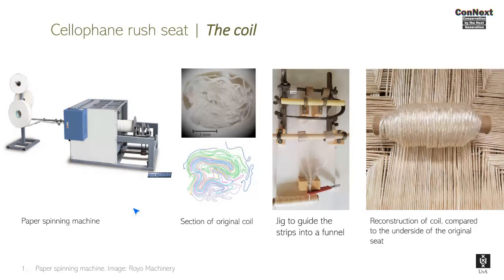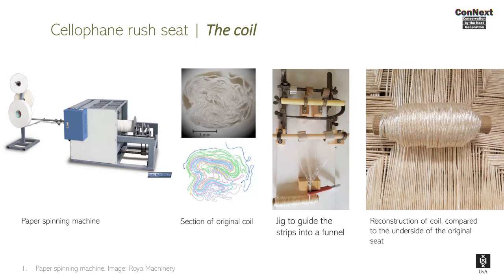Paper spinning machines have been around since the very early 20th century. Here you see the modern one. The cellophane coil of the Superleggera was also very densely packed, as you can see here in the section, and consisted of five strips of material.